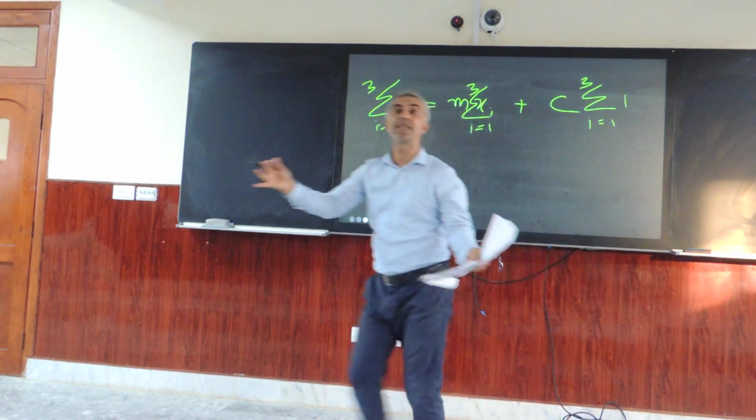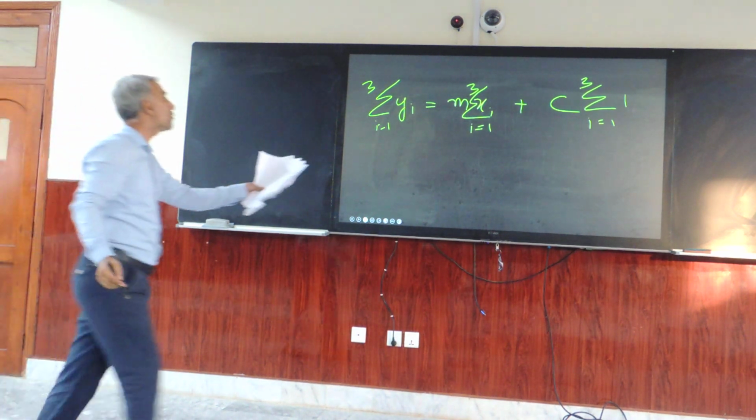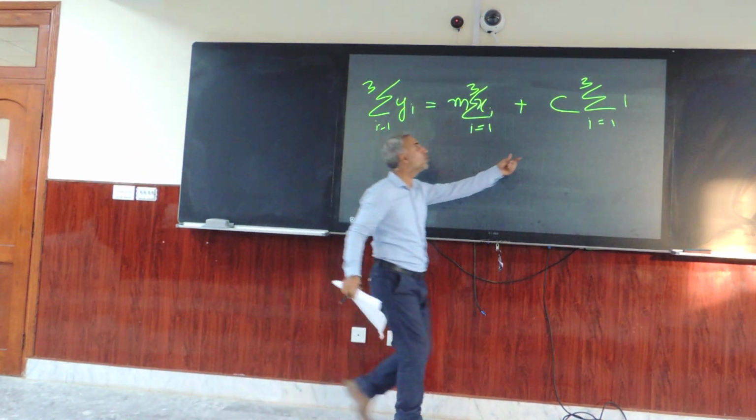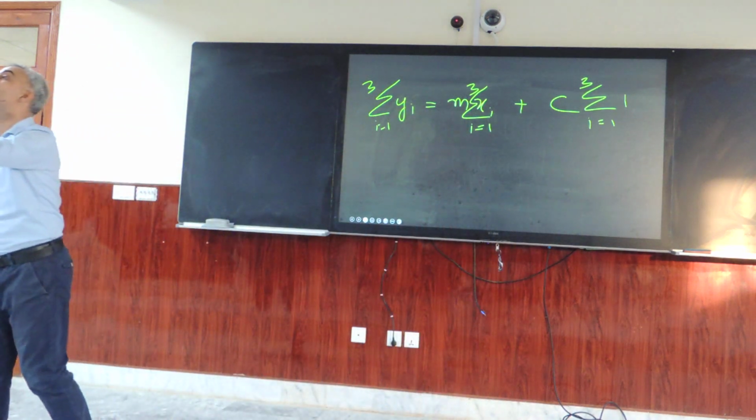Because one is what basically? One is the multiplicative identity. Whatever you multiply with one, you will get the same value. So if you multiply C with one, C is a constant, but here, because you are summing this one, how many times? Three times, because there are 3 points.